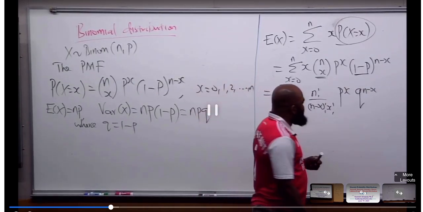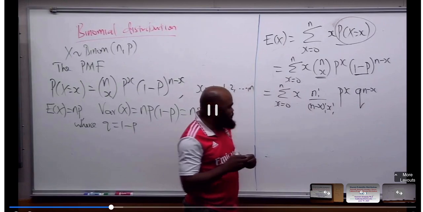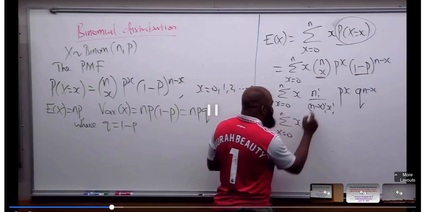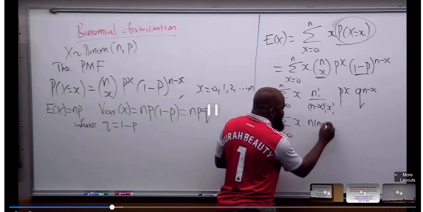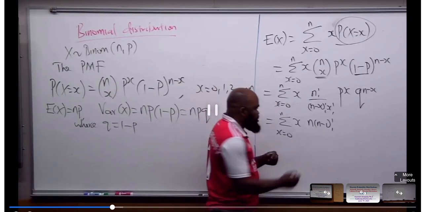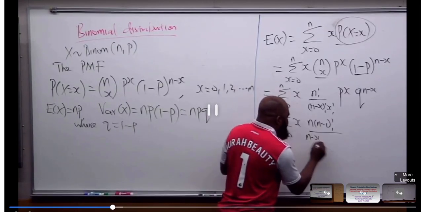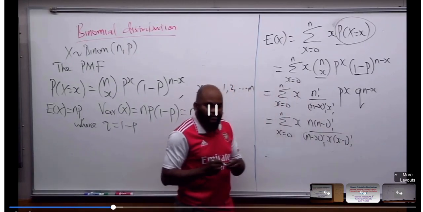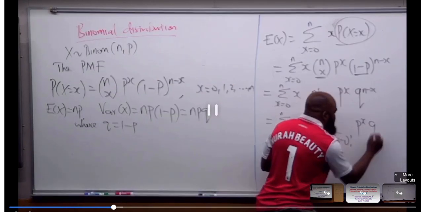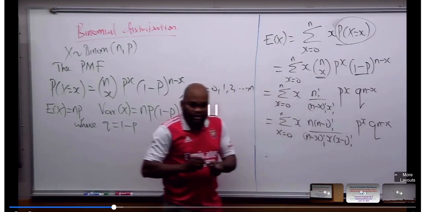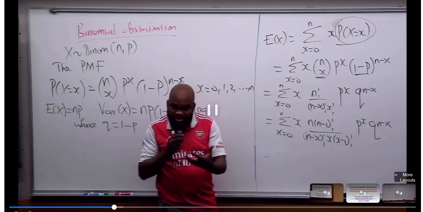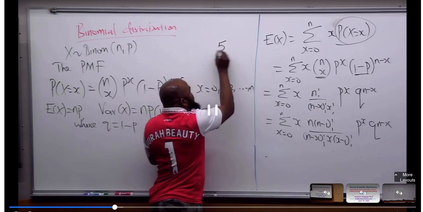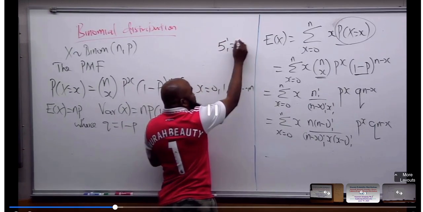Now, when you take a look at this, I can rewrite this as the sum from x equals 0, where n factorial can be written as n times n minus 1 factorial, over n minus x factorial, x times x minus 1 factorial, then p raised to power x, q raised to power that. Now this is the definition of factorial. 5 factorial is the same as 5 times 4 factorial. I think you know that, right?